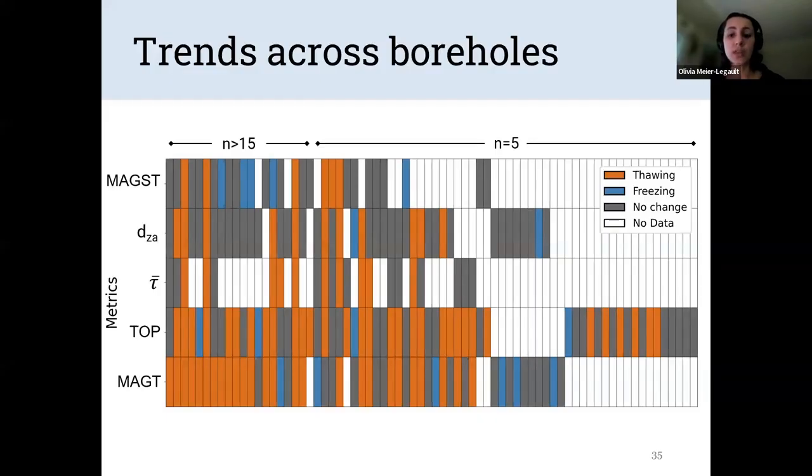In the absence of a significant trend in one metric, for instance, if there isn't a significant trend in mean annual ground temperature, there's sometimes a significant trend in other metrics. And this is just to say that these metrics provide additional evidence of permafrost change and can be really useful when certain variables or certain values aren't available. It is possible, of course, for certain metric results to contradict each other. This is usually the case when mean annual ground surface temperature and mean annual ground temperature are compared. This is because mean annual ground surface temperature is more sensitive to changes at the surface and can show quite different trends compared to those deeper in the soil column.